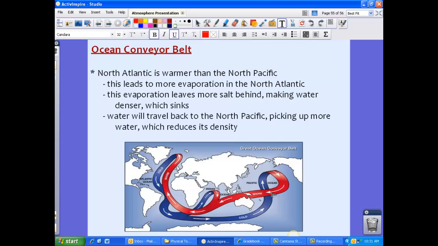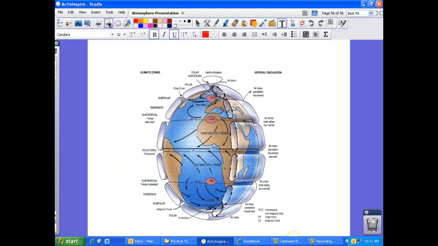Now, water will travel back to the North Pacific, and it's going to pick up some water, and it's going to reduce that density. So that's the reason why it's not as salty in the Pacific Ocean, and that's because the salt is picking up more water, I guess you can say. And it's not as evaporated, so we have more water than we do salt in this particular location.